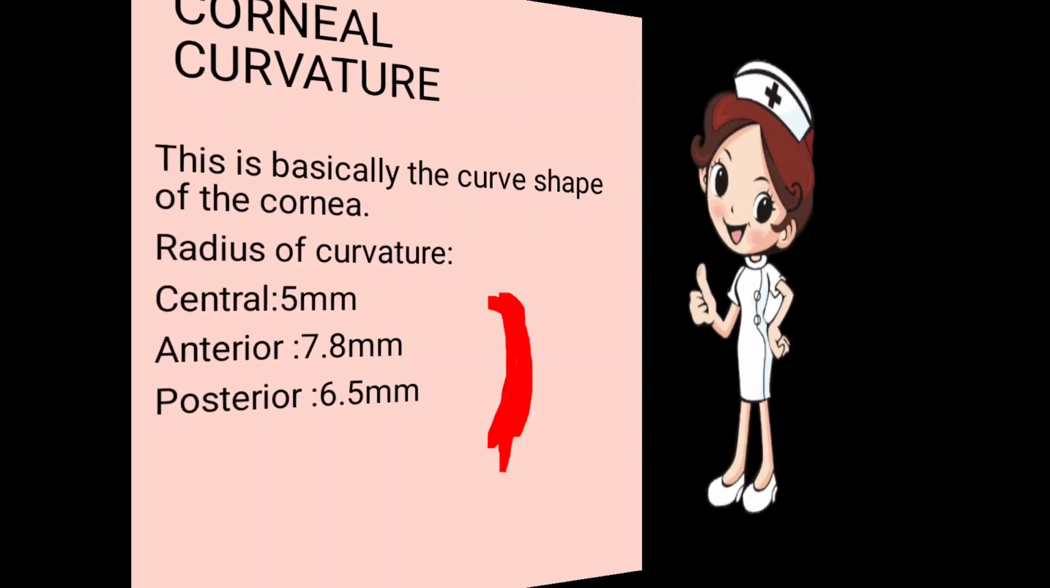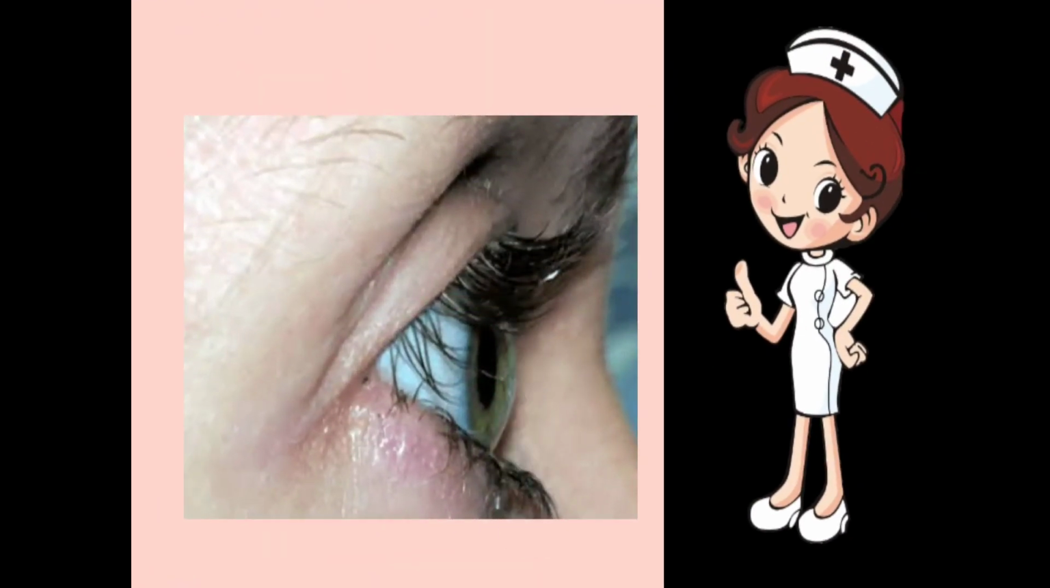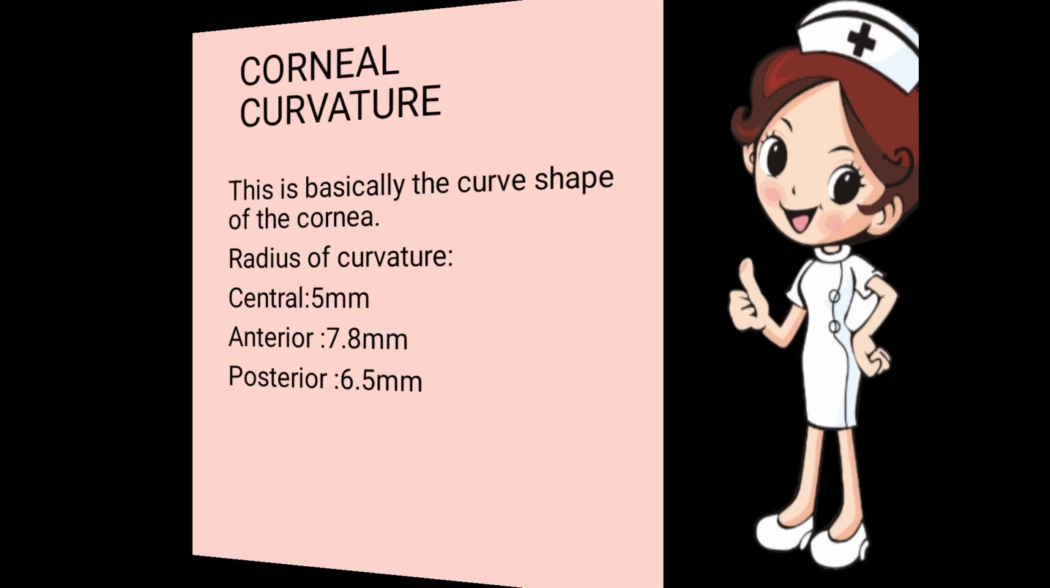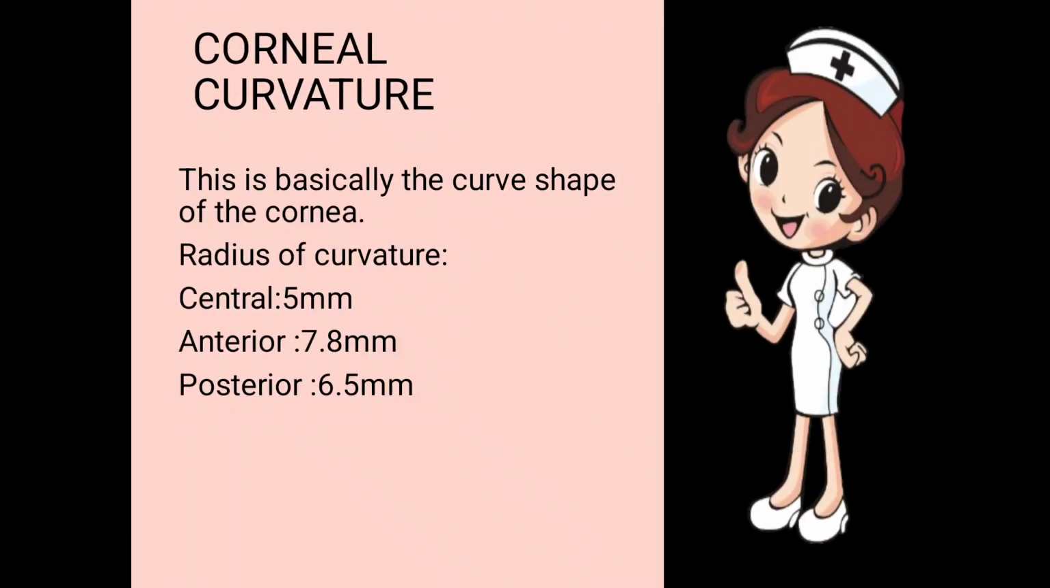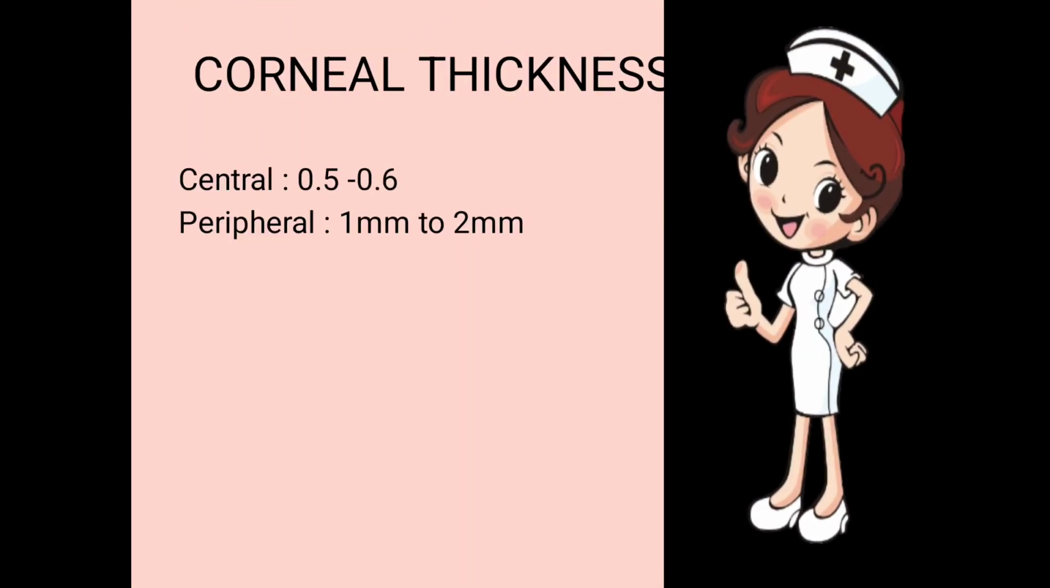So anterior means this one is the anterior part, as it is dome shaped. Its shape is like that. This one is the anterior part from the outside and this one is the posterior part, so their measurements are given. From the center it is 5 mm. From the anterior outside part, which is seen easily, it is 7.8 mm, and the posterior part is 6.5 mm. Next parameter is corneal thickness.